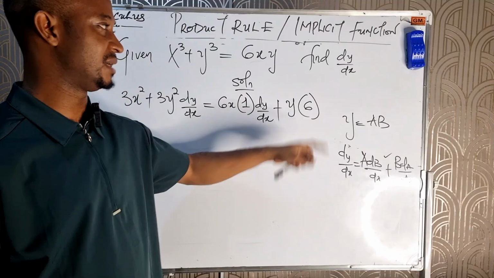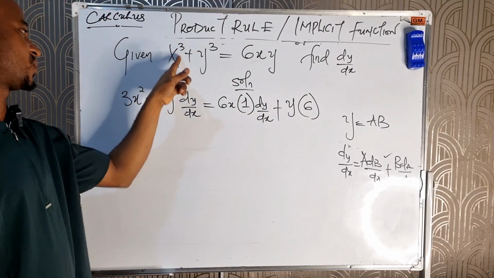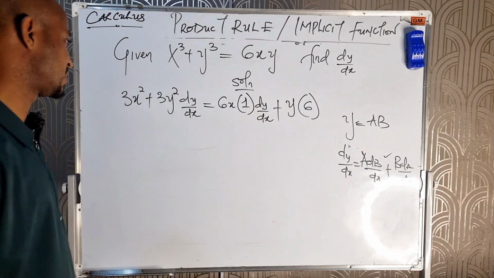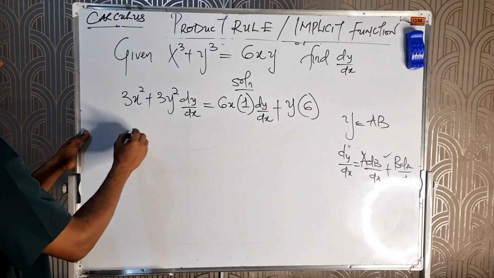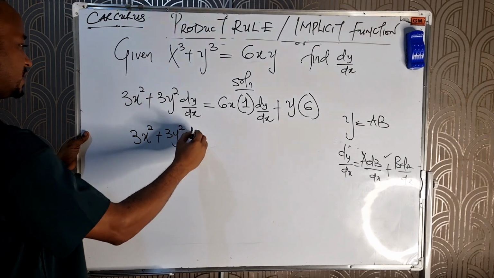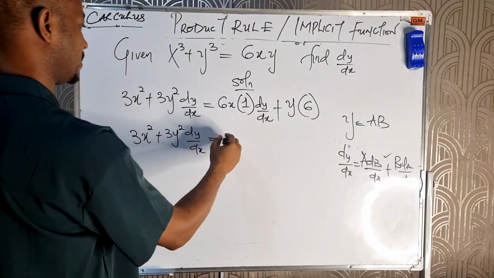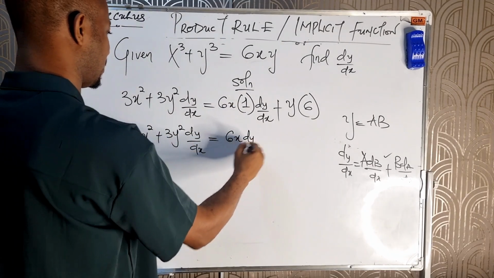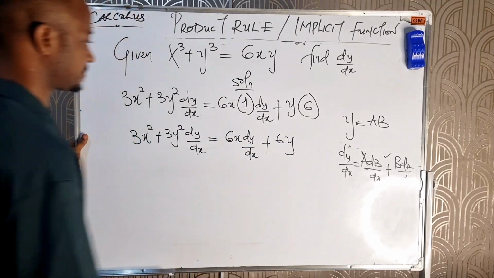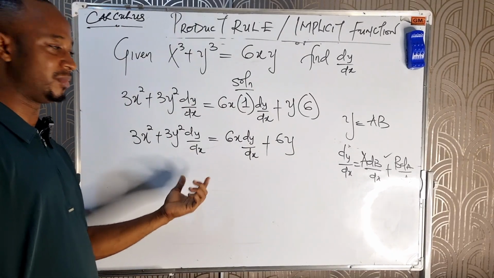In this part here, we differentiated 6x, and that gives us 6. We differentiated x cubed, we have 3x squared. But whenever you differentiate y, we multiply with dy/dx. So let's move on. We're going to have 3x squared plus 3y squared dy/dx equals 6x dy/dx plus 6y. So I'll collect like terms. It means I'll bring these two together as like terms because I'm looking for dy/dx.